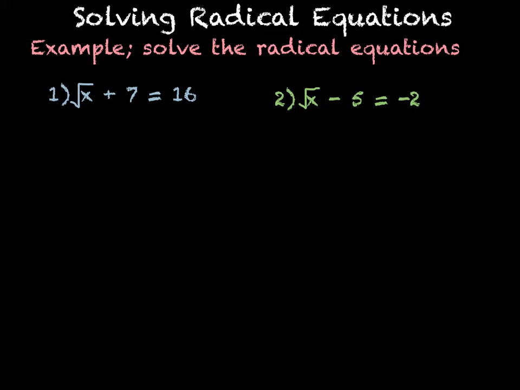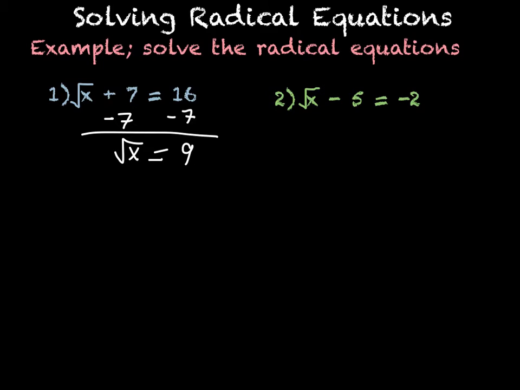Solving radical equations. In this next section, we're going to go over different techniques on how to solve radical equations. For this first one, we need to isolate the radical. That's the general first step, is to isolate the radical. So I'm going to subtract 7 from both sides. That'll leave me with the square root of x equals 16 minus 7, which is 9.